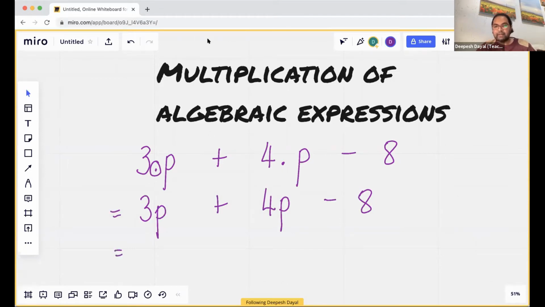Let's add them now. What is 3p plus 4p minus 8 if we simplify that further? 7p minus 8. 7p minus 8 is the final answer. Everybody agree with that? Any questions? So it's 3 dot p, which is 3 times p, plus 4 dot p, 4 times p. So it's 3p plus 4p minus 8, which is 7p minus 8, right?